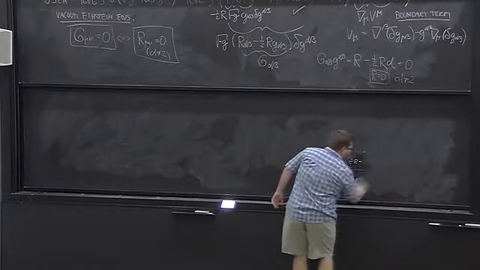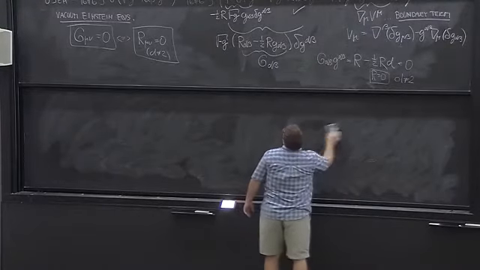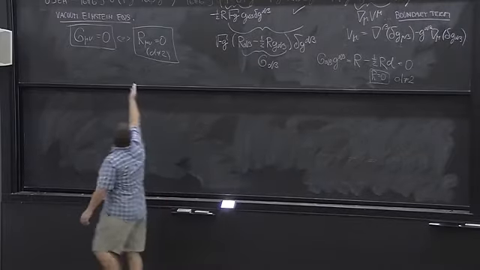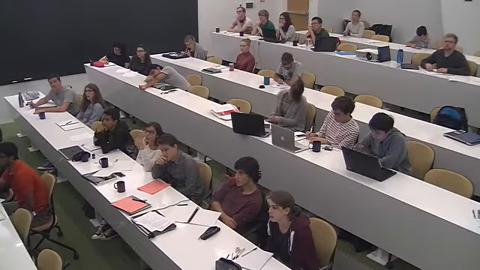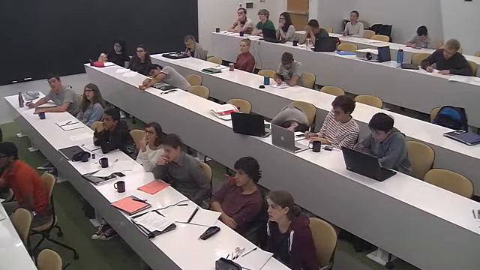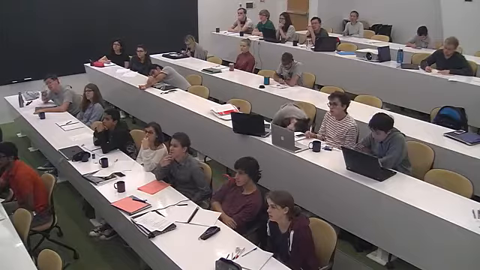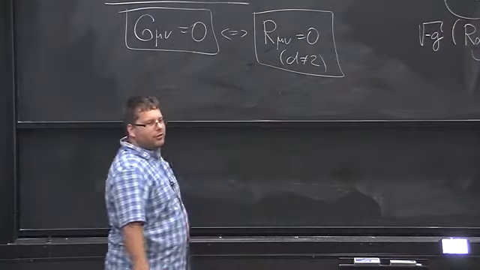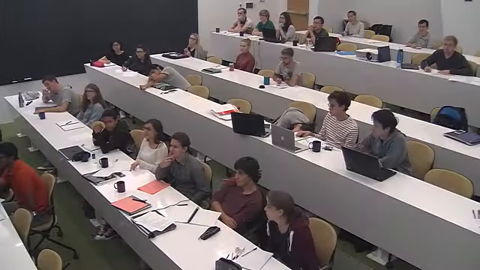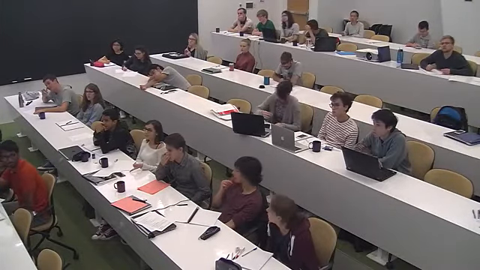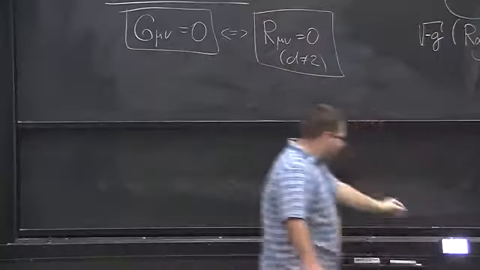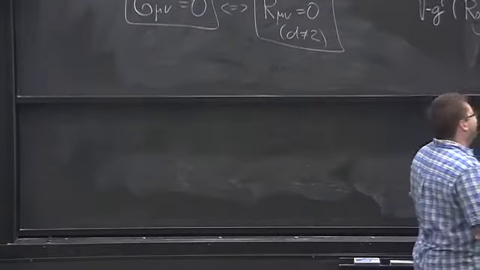Other questions? Isn't it supposed to be R is 0, not R mu nu is 0? Well, if R mu nu is 0, R is also 0. But the other way around isn't true. If R is 0... Okay, fair enough. If R mu nu is 0, R is 0, and that is 0. Yeah, but if R is 0, R mu nu is not necessarily 0, right? But that's Einstein's equation. If R is 0, then G mu nu is equal to R mu nu, which is equal to 0 from the equations of motion.